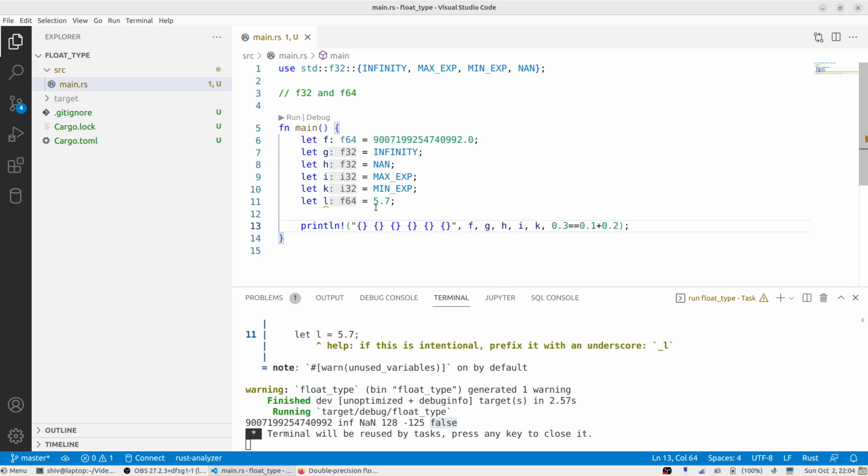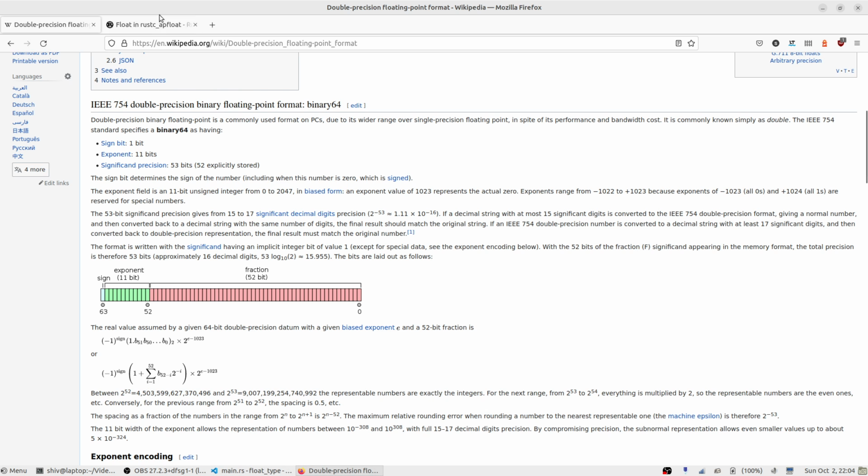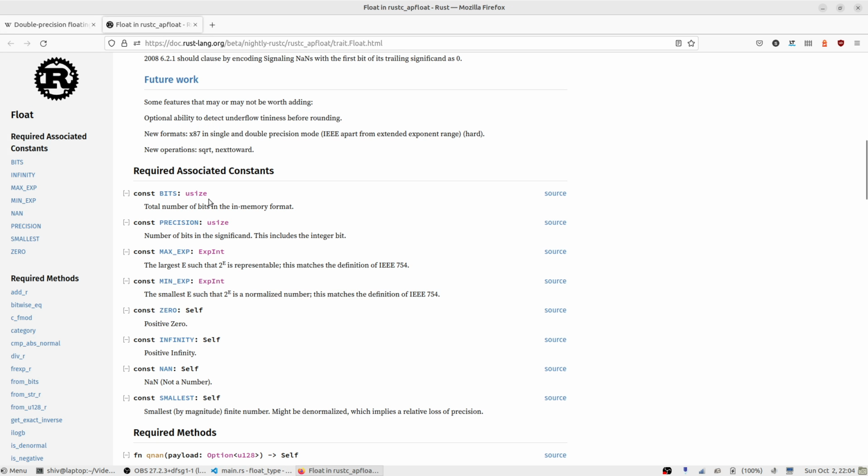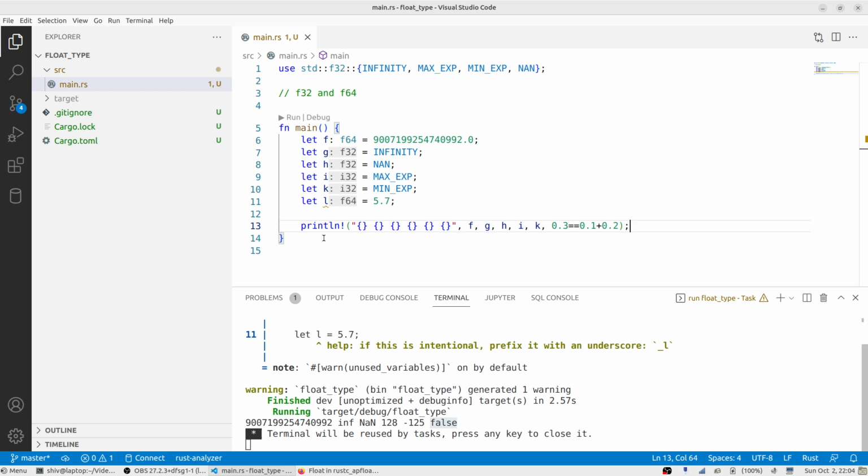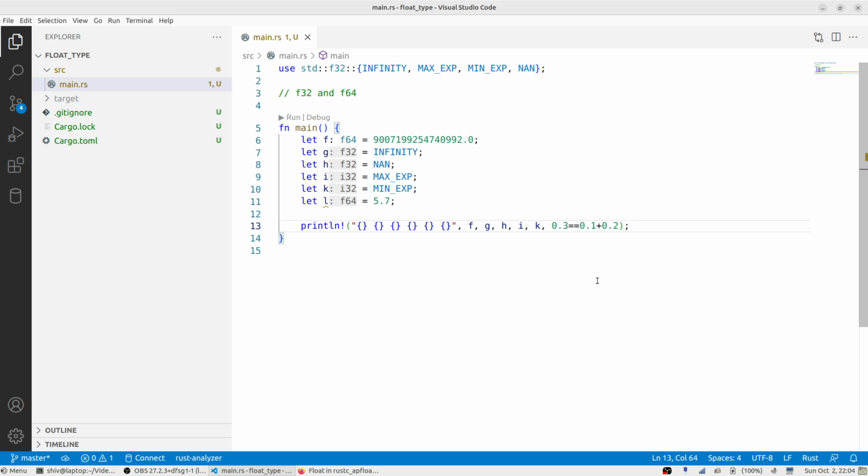And these constants, if you want to refer to them, you can see them in the Rust documents. You have bits, precision, max exponent, min exponent, 0, infinity, nan, and smallest. So you can make use of these constants in your code. I think that covers a lot about floating point numbers, and we have a good base to start introducing some operators on floating point numbers and integers, what operations we can perform on them, and we will see that in the next video.